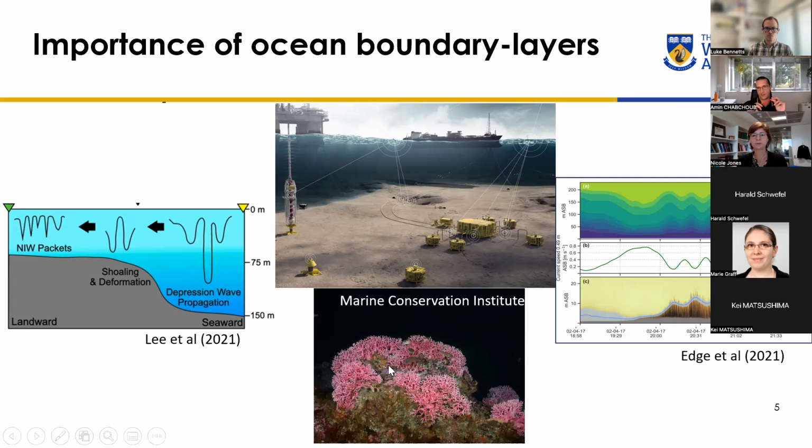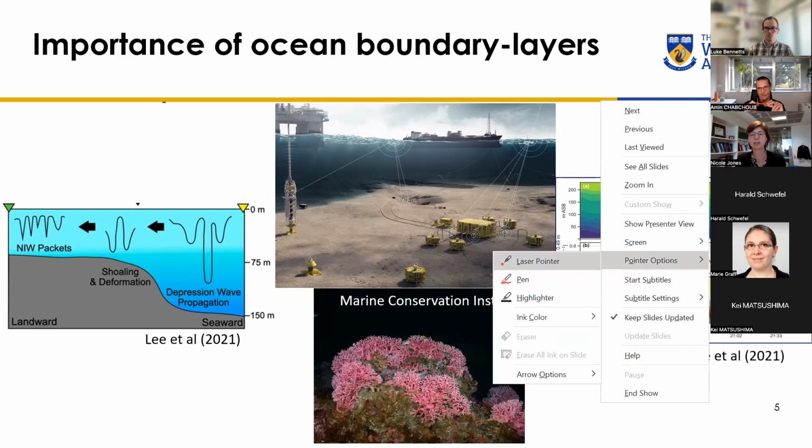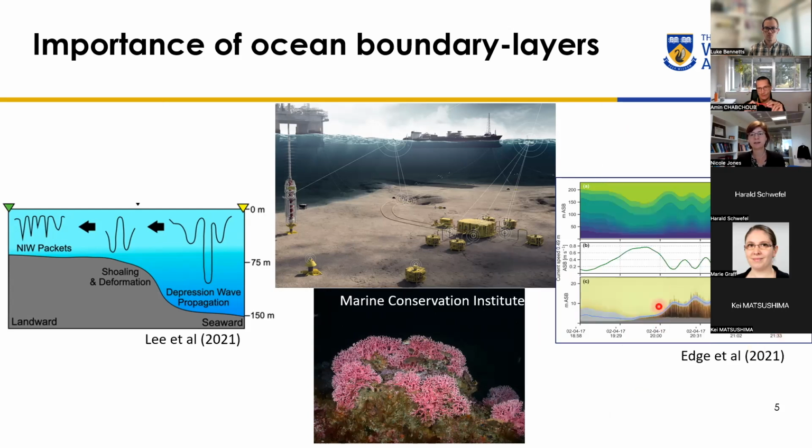It plays a big role in sediment transport. So if we look at this image here on the right, we can see this brown is the sediment being resuspended under a nonlinear internal wave. So it's very important to any processes that are occurring across that interface, and also for things like transport of nutrients to organisms that are living close to the seabed.